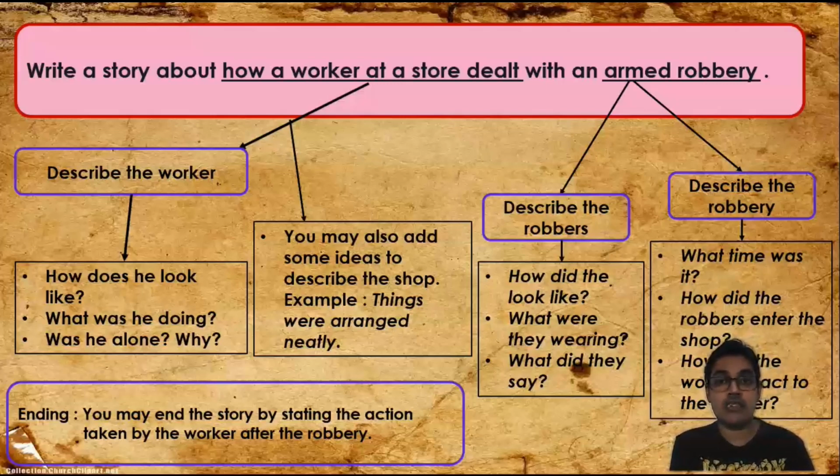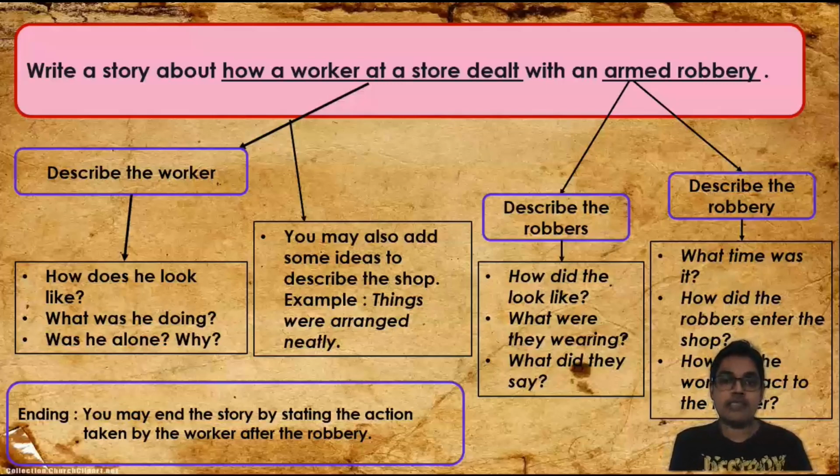Probably he was alone because his colleague was having a break, or his colleague had some emergency to attend to. These are extra ideas that you can add in to give a reason why he was alone that night. Probably it was night. You can decide the time, whether you want a daylight robbery or a midnight robbery. It's up to you. Normally an armed robbery happens at night, so in the story I'm going to share with you, it happened at night.